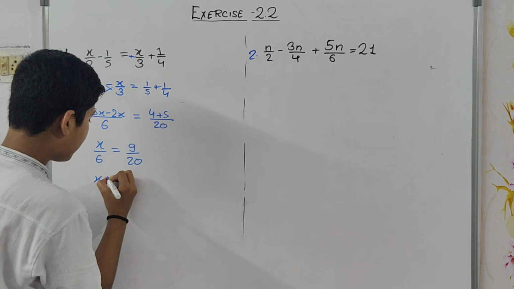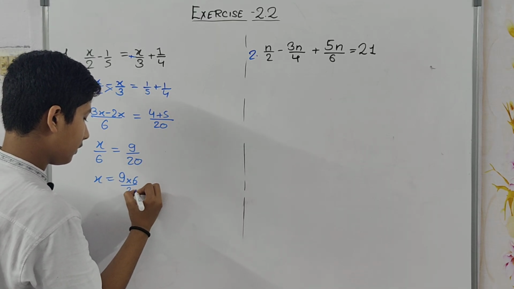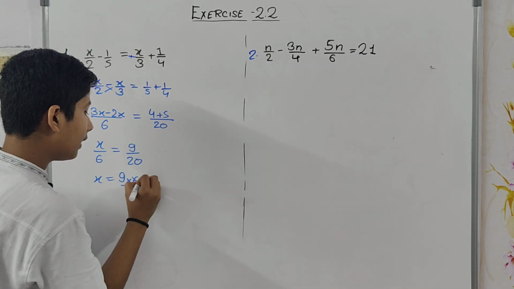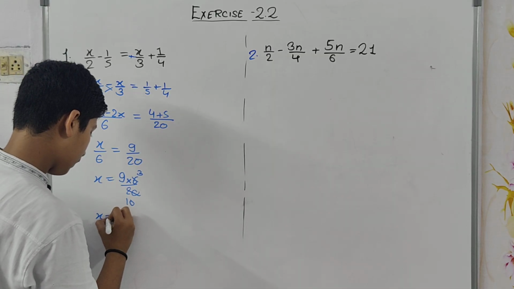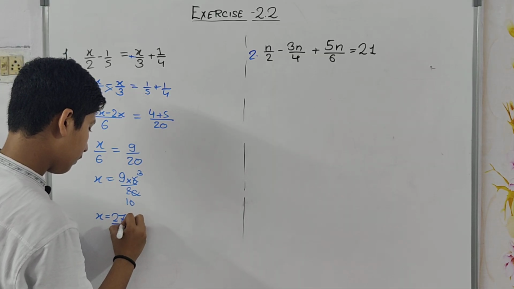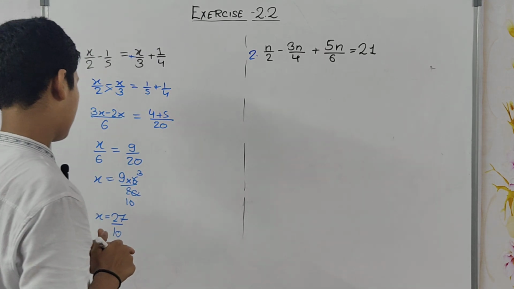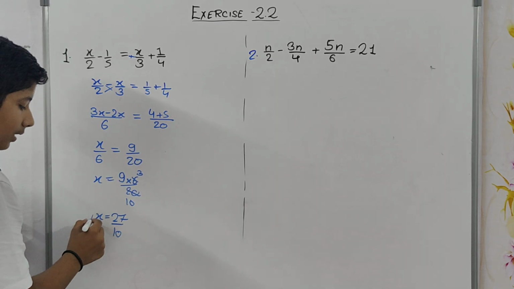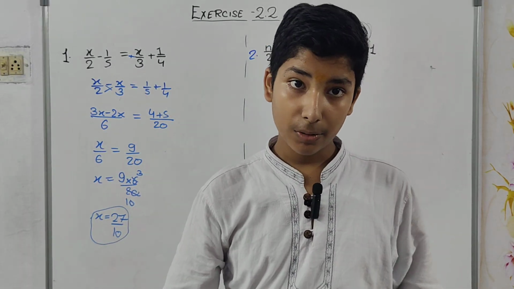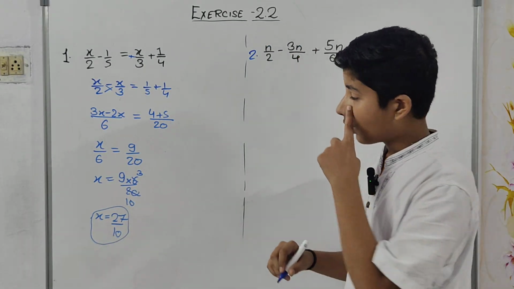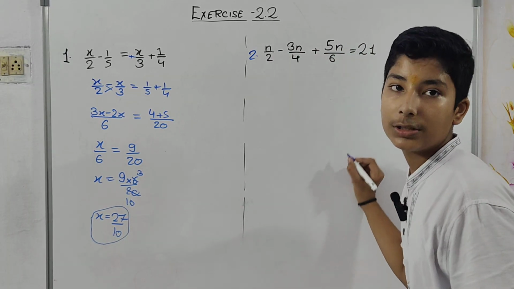Now x will be 9 into 6 by 20. It will become 10, it will become 3. 9 3s are 27 by 10. Okay, 27 by 10 will be our answer, or you can further solve it and write it as 2.7. Okay. Now here all the n is on one side and the constant is on the other side.